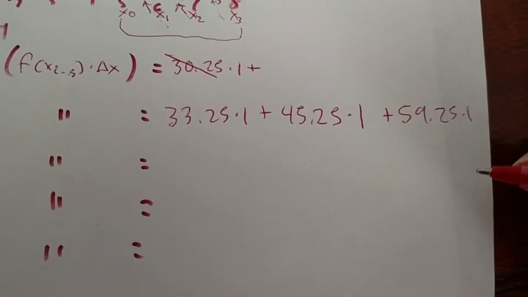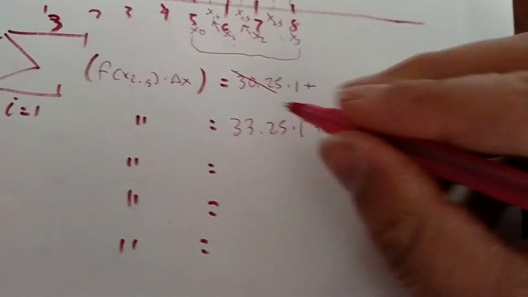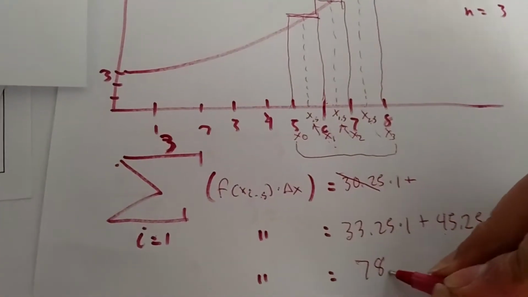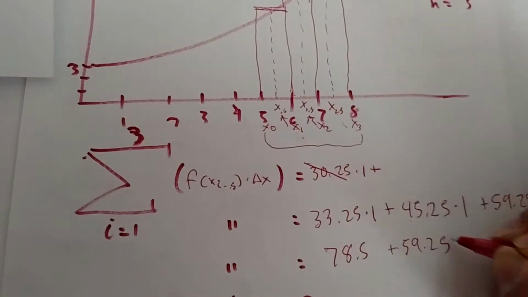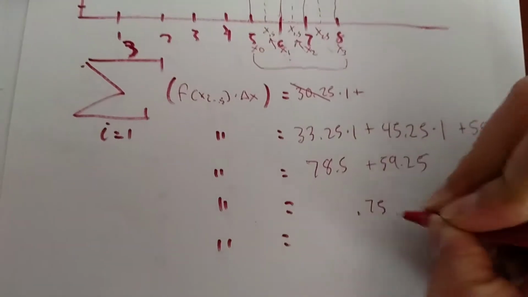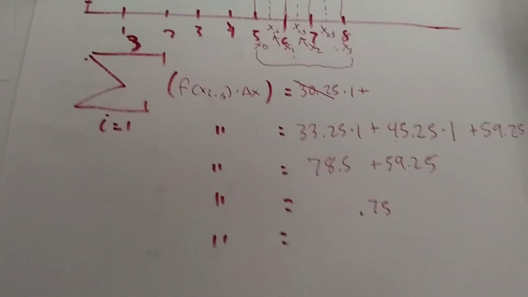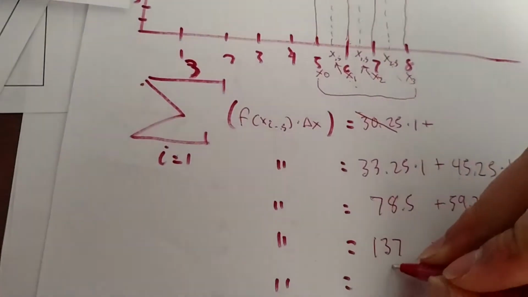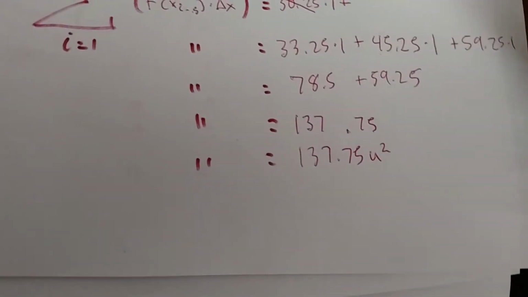All right, so we'll add all those up. And so that's 33 and 45 makes 78.5. So that's 78.5 plus 59.25. Okay, and so 25, 75. So I'm just going to have 0.75 at the end. And then 9 and 8, 17. 70 and 50, 120, 137, if I'm not mistaken. So let me write that better. 137.75 units squared. There we go.